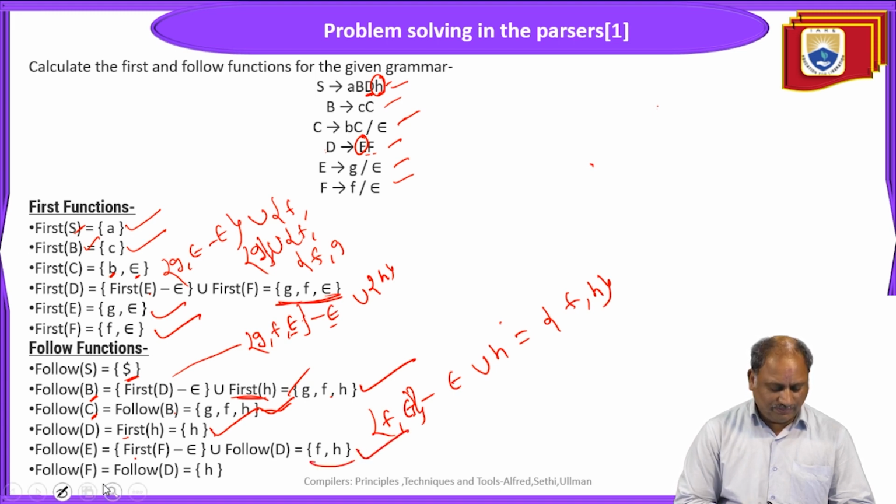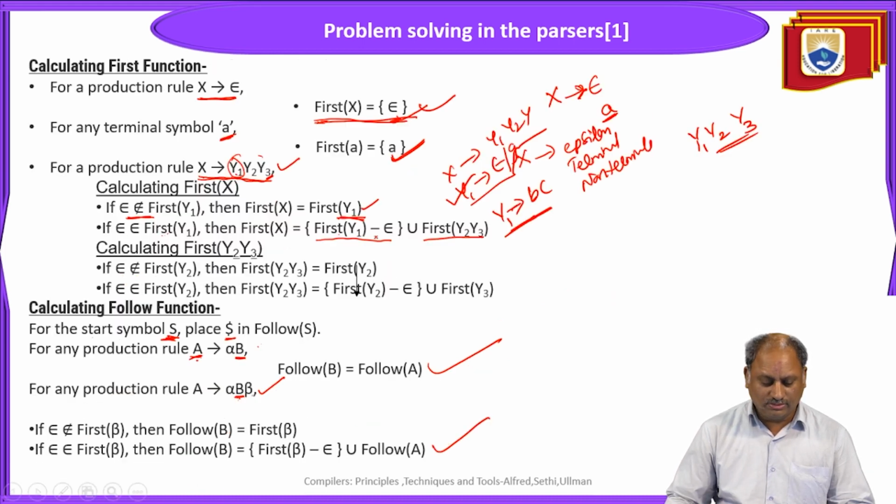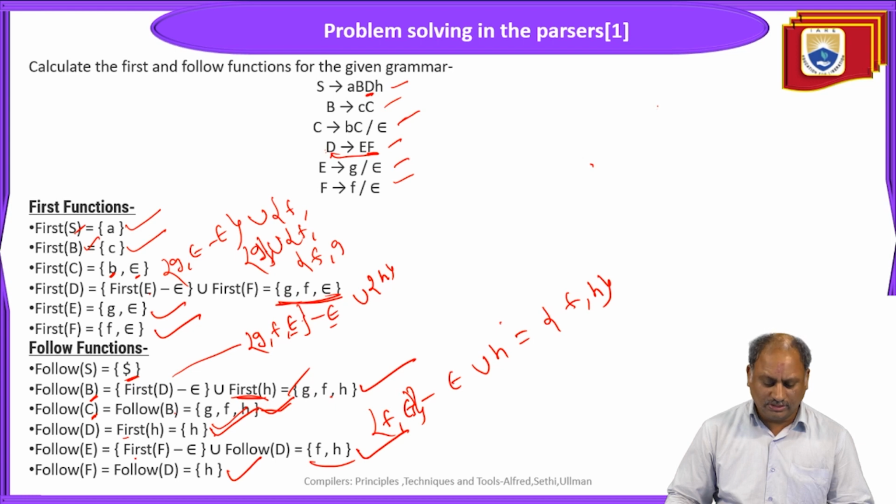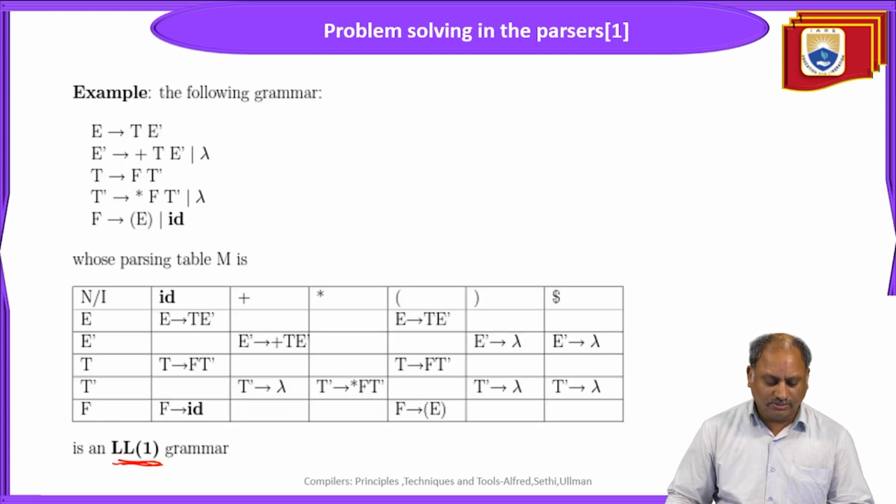So that is the result, F comma H. Whereas follow of F, which is equal to... capital F, where it is, here is the production which contains this, which is as follow of D. What is follow of D? Already we calculated H. So that is to be equated as follow of H. So based on the rules for first and follow computation, we simply apply the rule and make these computations.